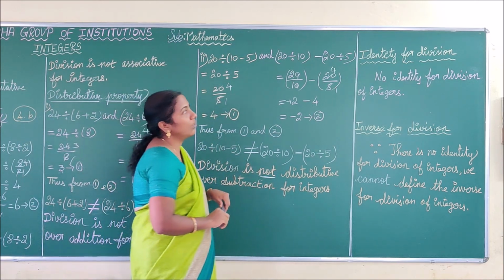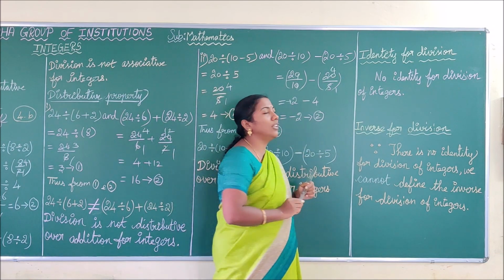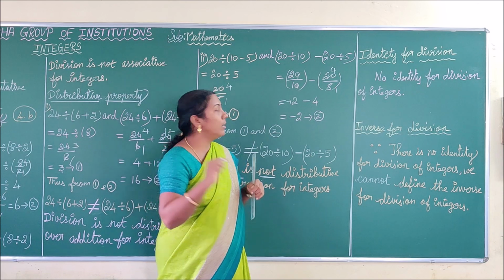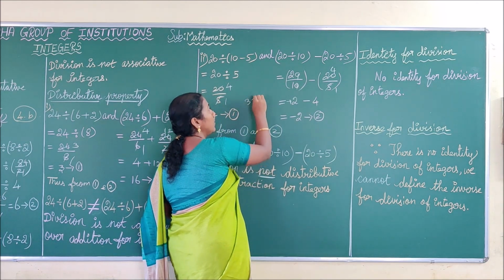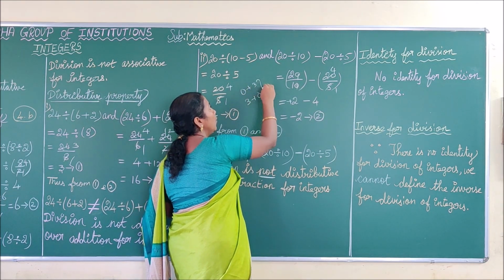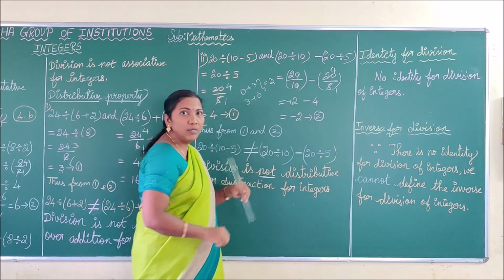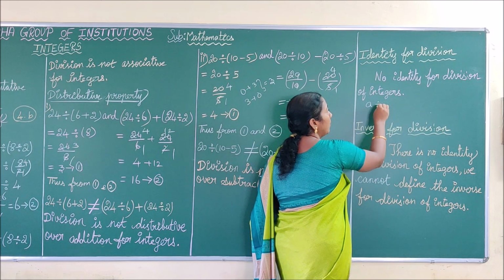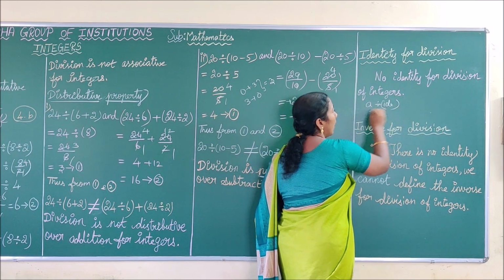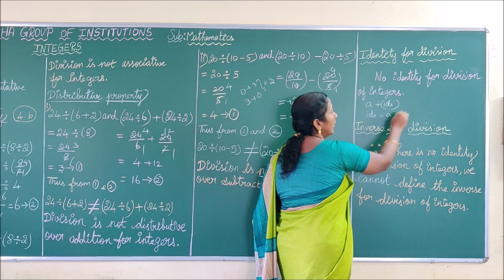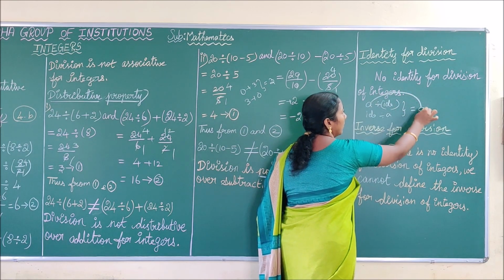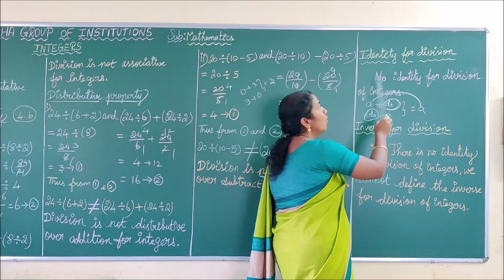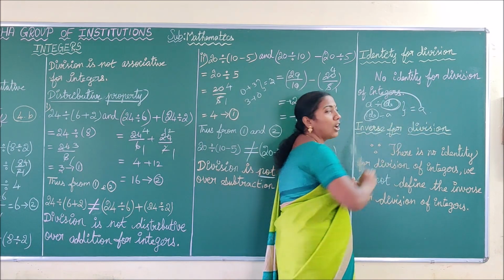Okay. Next we are going to see identity for division. What is the additive identity? 0. If you add any number with 0, that is 3 plus 0 or 0 plus 3, you get the answer 3 only. Similarly, we can't find such a number. If you divide any number by an identity element, we can't get that same number. We can't find such a number as an identity. So we can say there is no identity for division of integers.